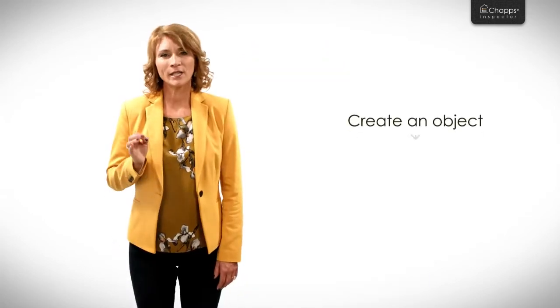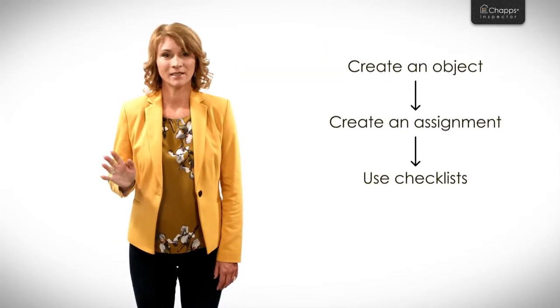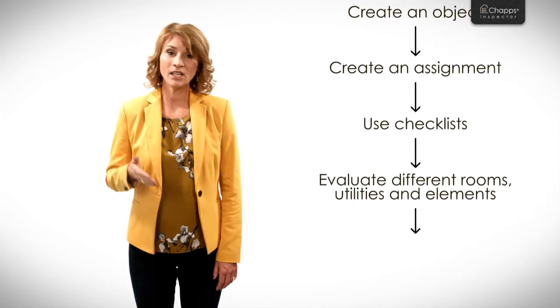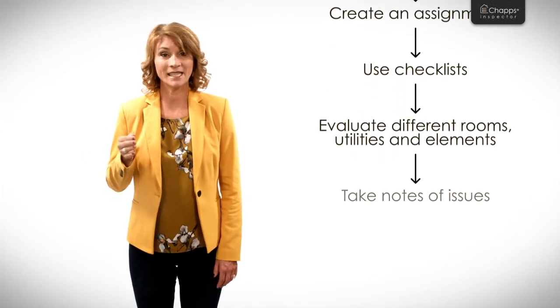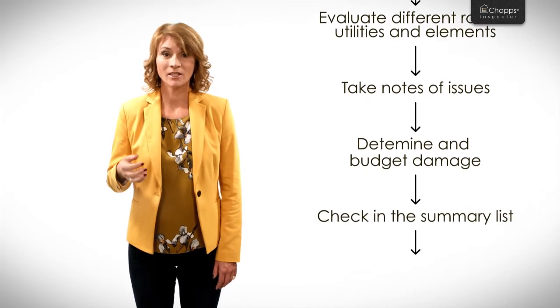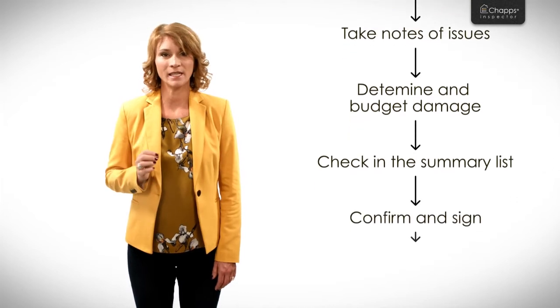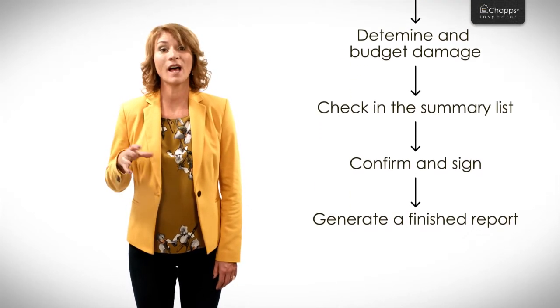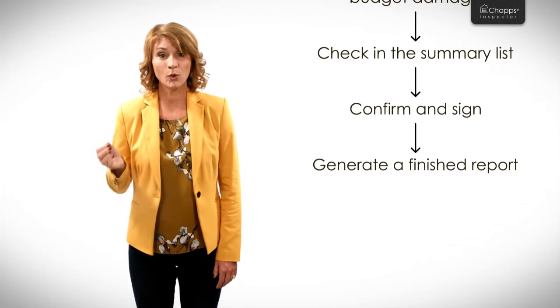Chapps works with a step-by-step approach based on the natural flow of your inspection work. It also makes full use of the rental cycle. You start by creating an object, an assignment. Then use checklists, evaluate different rooms, utilities and elements, take notes of issues, determine and budget damages, check and discuss everything in the summary list, confirm and sign, and finally, generate a finished report. Now let's have a look at how Chapps Inspector helps you improve every single step.